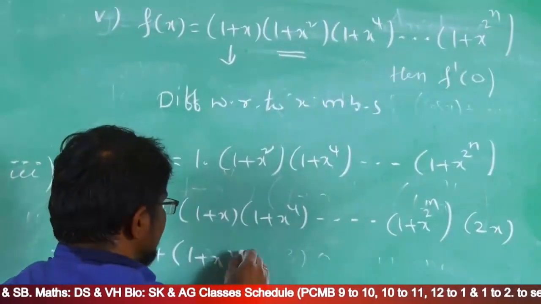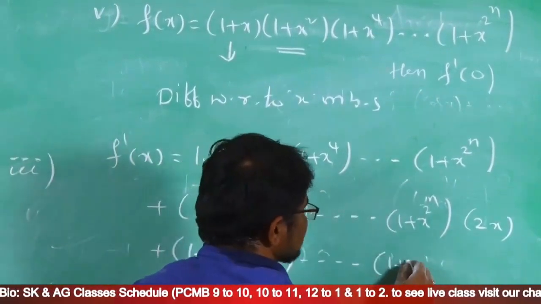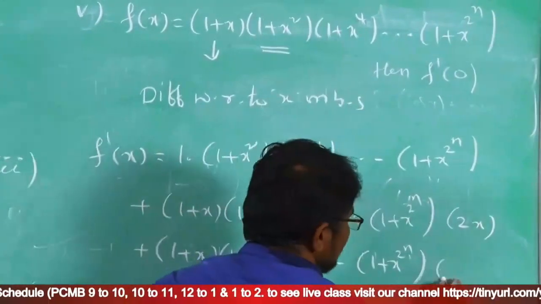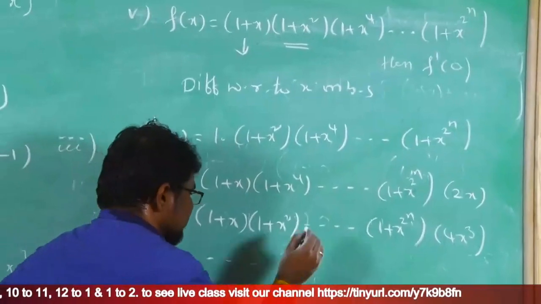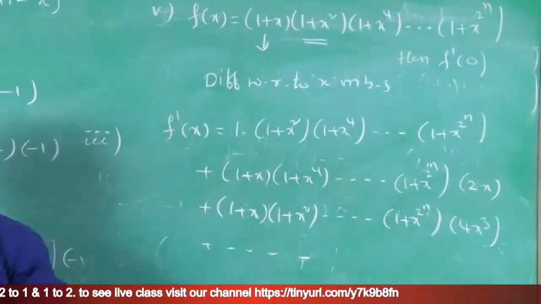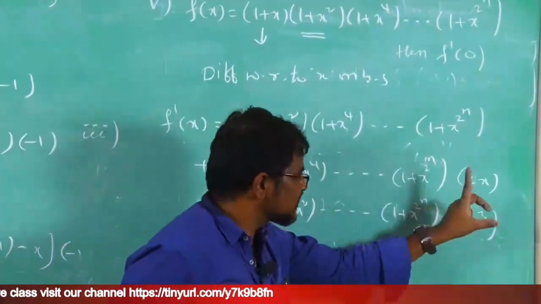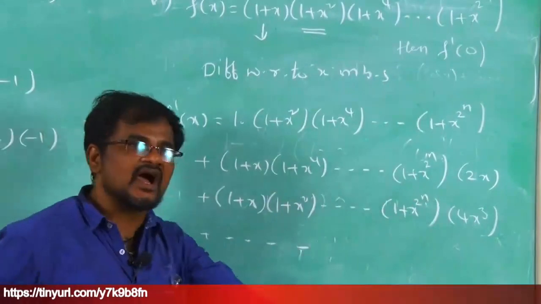1 plus x, 1 plus x square, and so on, up to 1 plus x to the power of 2n, and differentiation of this one gives 4x cube, in this one plus and so on. Like this, n terms are there. What you are observing: here 1 into 1 is there, here 2x is there, here 4x cube is there. So by this you can identify the answer.